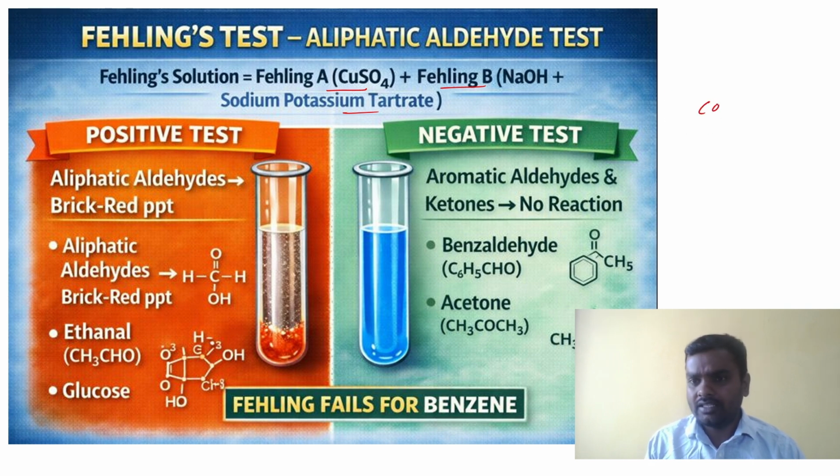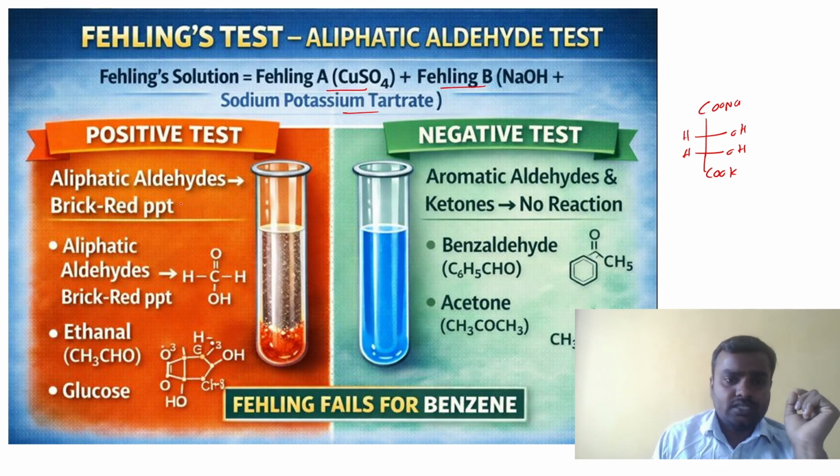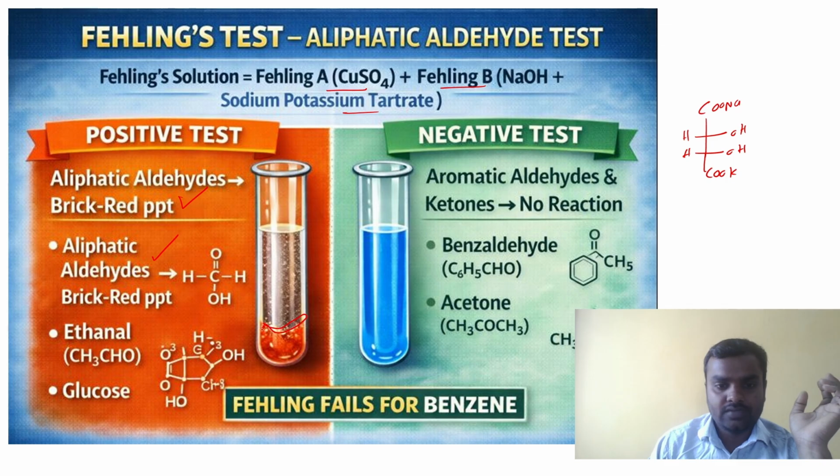Anyway, it is not required to remember the structure, so just have an idea of this structure. COOK, sodium potassium tartrate. It will give a positive test only for aliphatic aldehydes, not aromatic aldehydes. Aromatic aldehydes, no reaction for this one, because this is not as strong an oxidizing agent as compared to Tollens. Aliphatic aldehydes will give a brick red precipitate. Brick red precipitate is forming in this case.